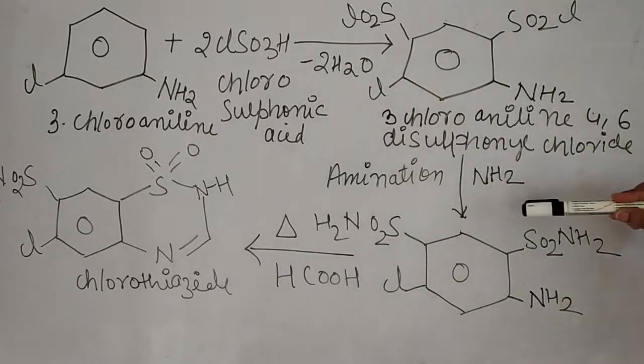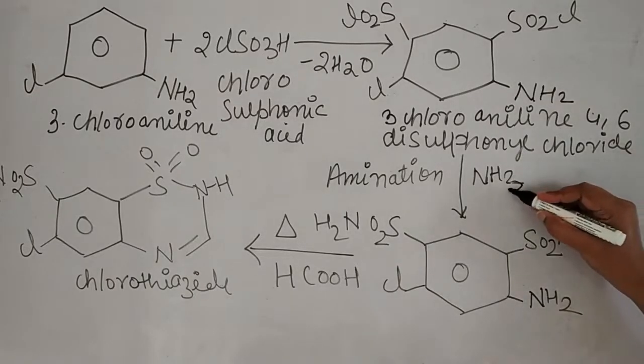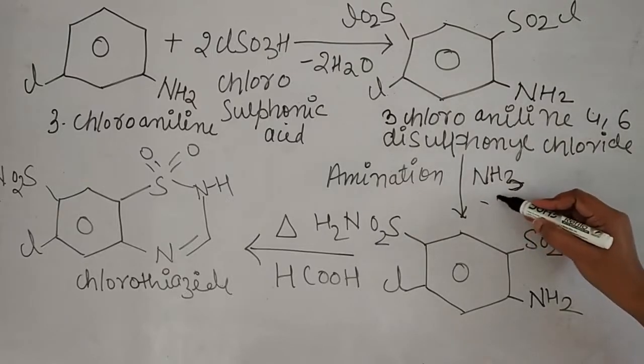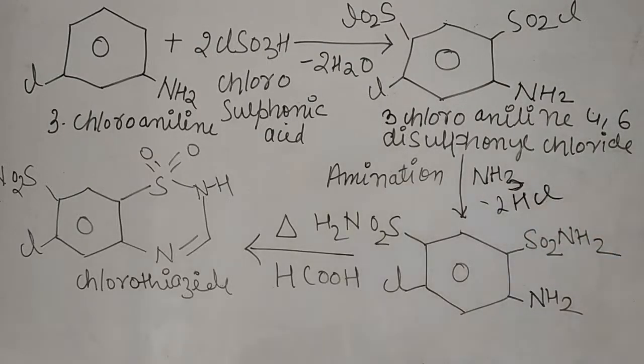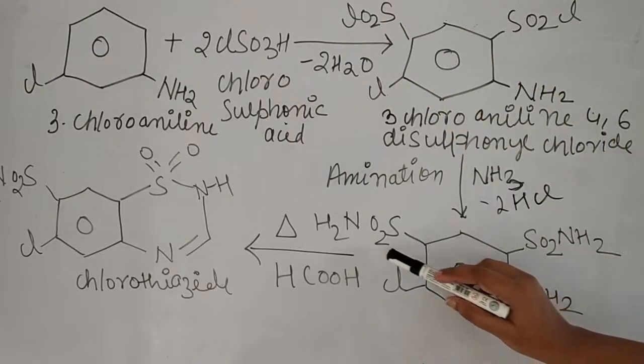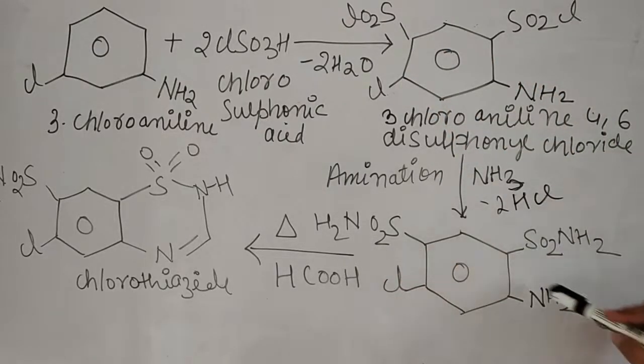In the second step the amination process will take place with NH3. So here the amination process will take place and minus 2HCl. 2 molecules of hydrochloric acid will be liberated. So 1 Cl and 1 H, they will form HCl, and the other NH3 ammonia molecule again with Cl. So here you can see SO2NH2 group will form. The sulfonamide group will form on both the positions.